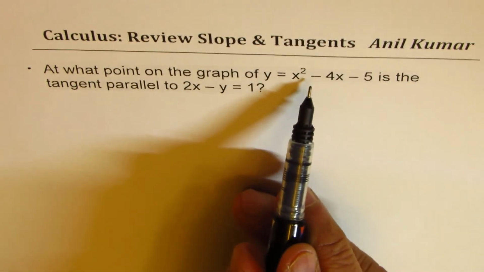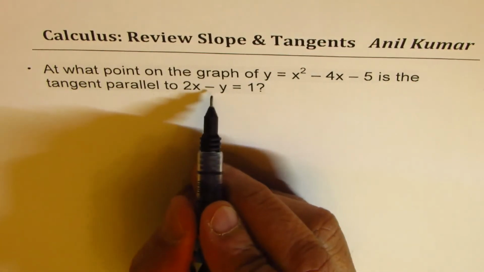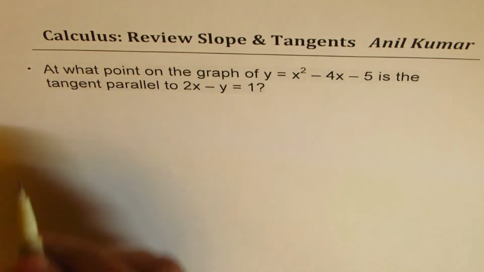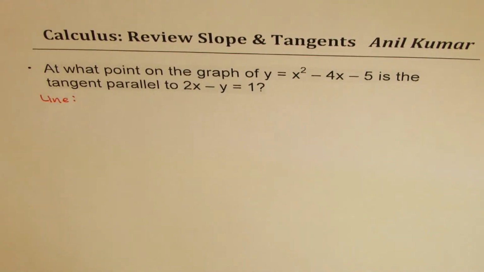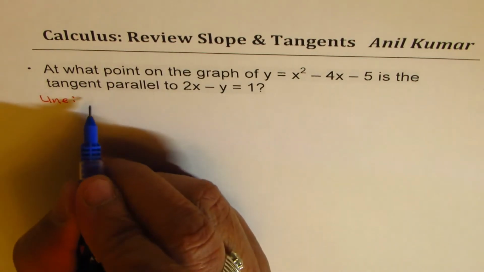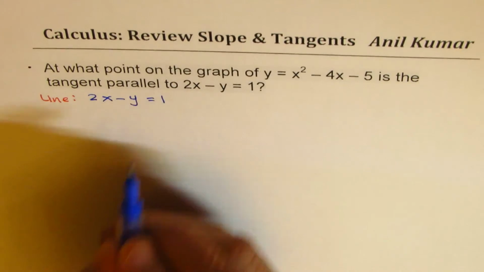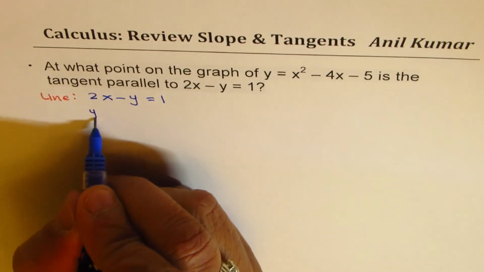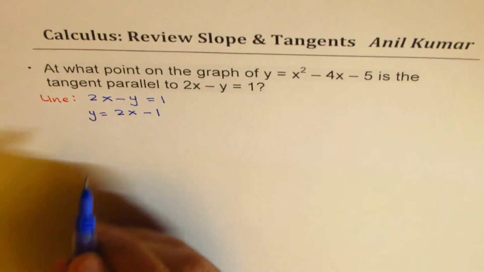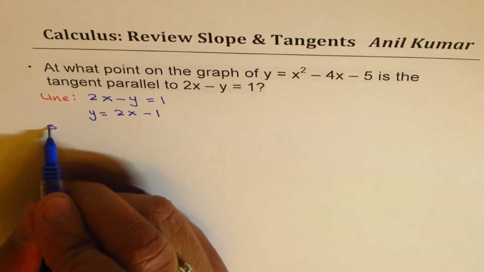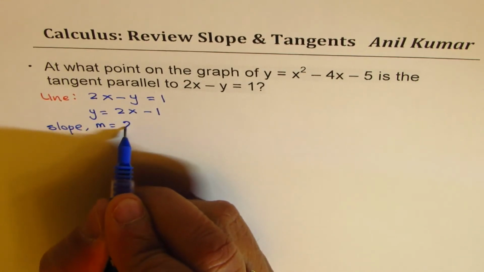We are trying to find the point. Perfect. So let's begin by the equation itself. What we are given here is a line whose equation is 2x minus y equals 1. If you rearrange, you could write this as y equals 2x minus 1. And that really means that the slope m should be equal to 2.